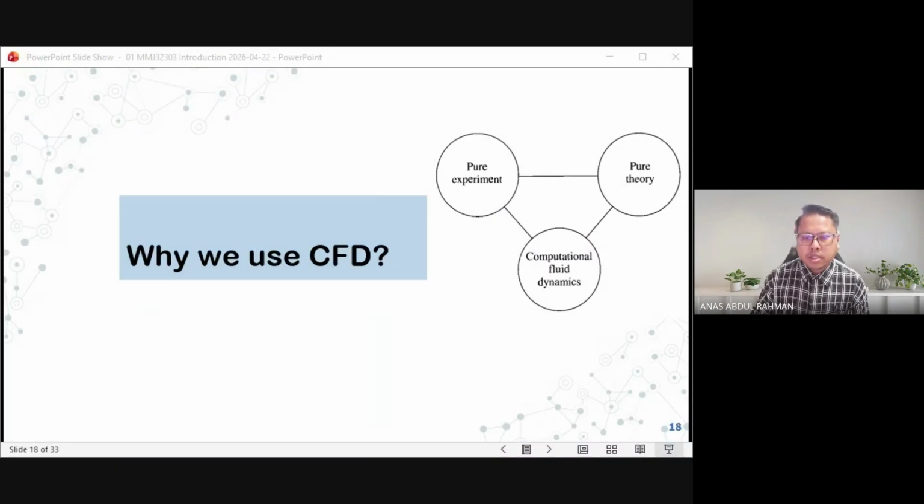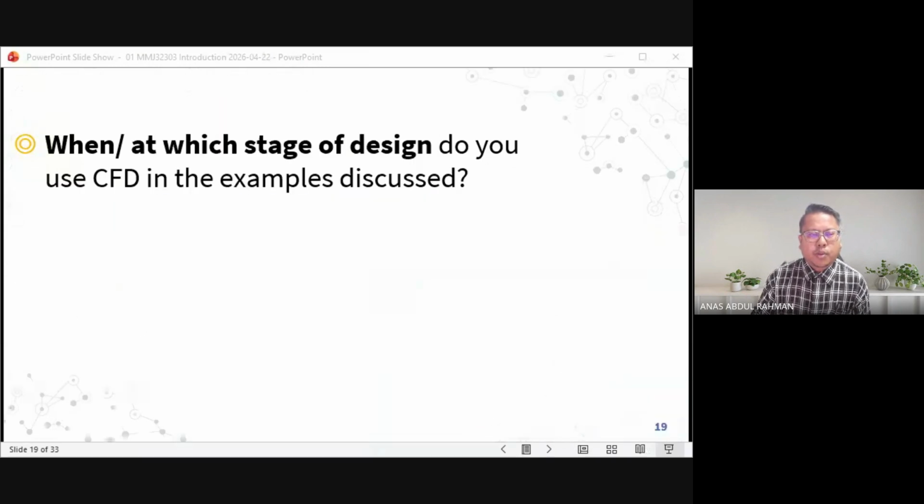Because the output from CFD is highly dependent on the input, it must be validated either against results from experimental procedures or analytical output from pure theory. So it cannot sit on its own, right? So the question is, for this part, at which design stage do you use CFD in the examples that we discussed?